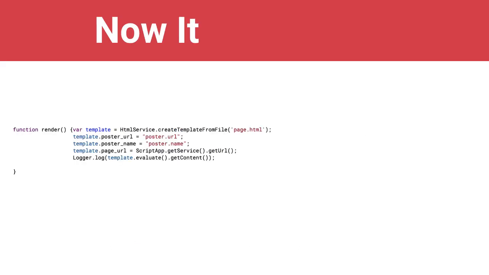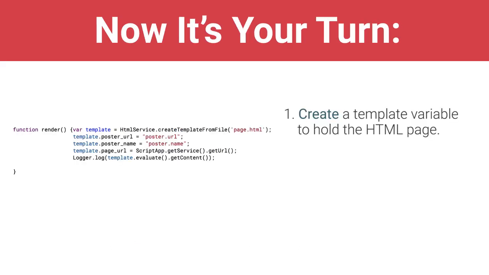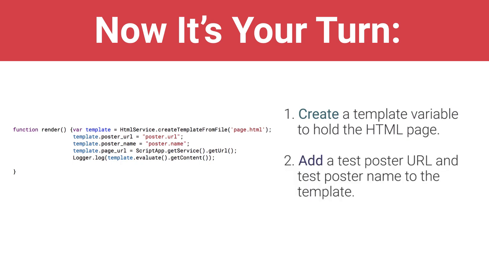Great! Now it's your turn. Create a template variable to hold the HTML page. Add a test poster URL and test poster name to the template. Then move on to part 2 of this video to complete the render function.